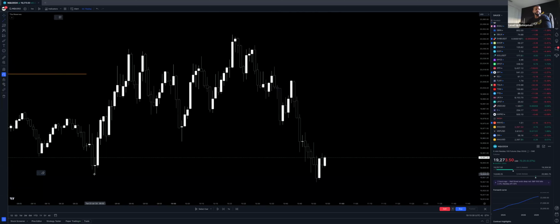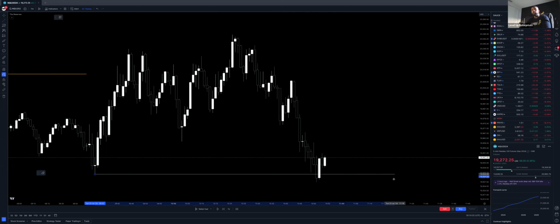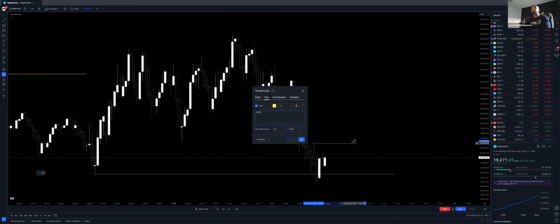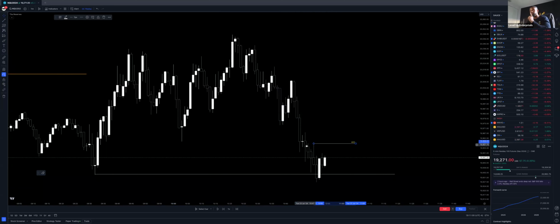What do we see right here? Liquidity was what? Swept. Well, liquidity was swept, right? You can consider this a micro lower high. So already, this will be our method of understanding that this right here is a market structure shift if price closes above it.